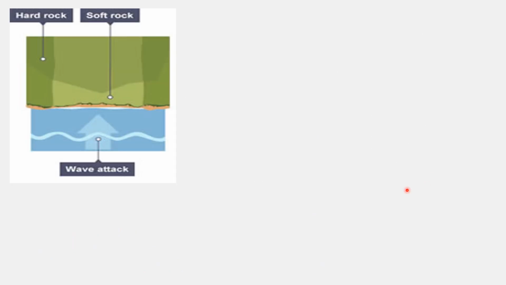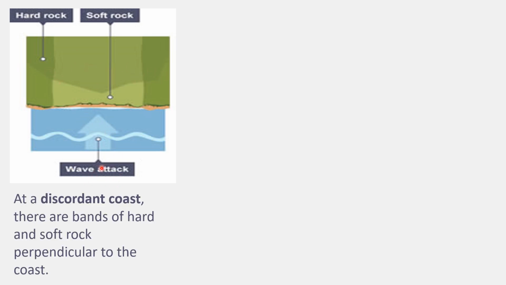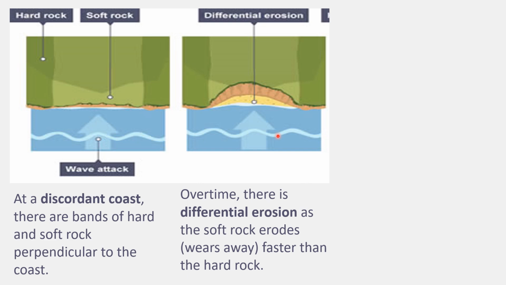So, the first picture, we've got hard rock, soft rock, hard rock, a discordant coastline, and the waves are attacking it. So at the discordant coastline there are bands of hard and soft rock perpendicular to the coast. What we can see in step 2 is over time there is differential erosion. The softer rock is eroded faster because it is less resistant. This is eroded by destructive waves through hydraulic action, the power of the water hitting the cliffs. This erodes, forming a bay.